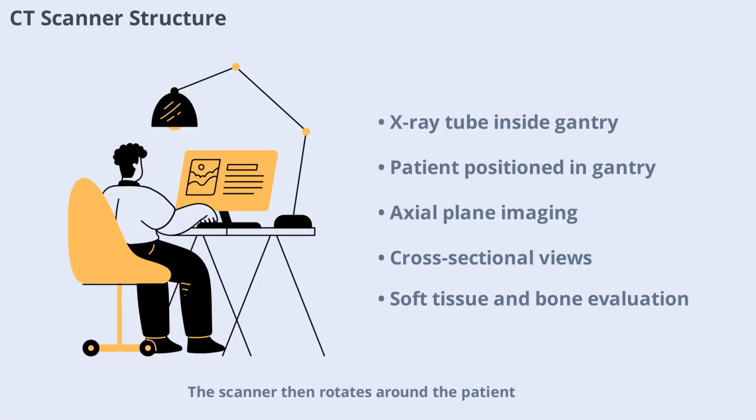The scanner then rotates around the patient, capturing multiple images from different angles. These images are typically obtained in the axial plane, providing cross-sectional views that allow for detailed evaluation of both soft tissue and bone. This setup is crucial for accurate and comprehensive imaging.